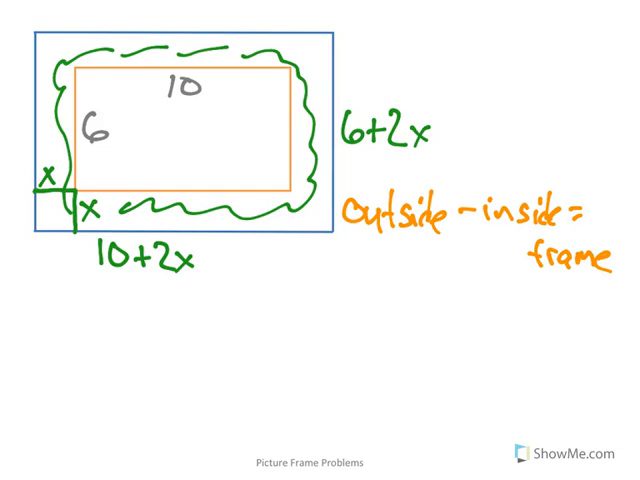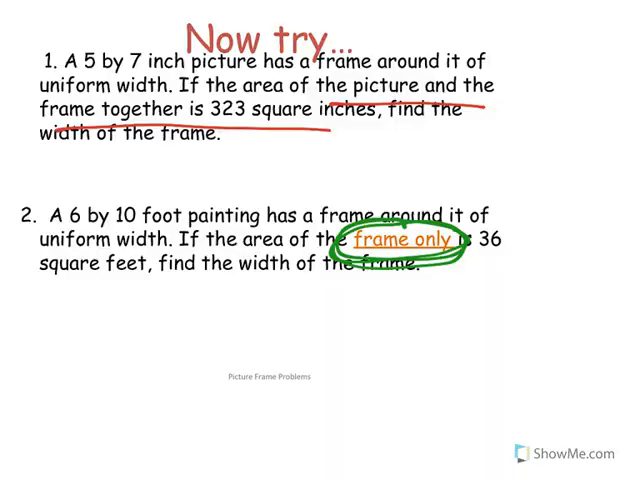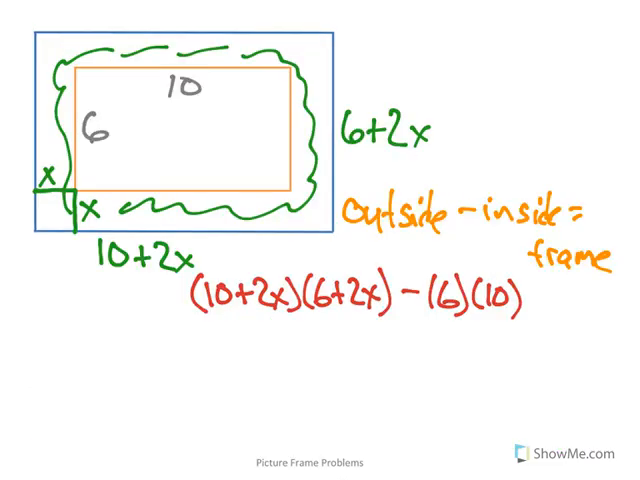I'm going to say the area of the outside, which is 10 plus 2x, times 6 plus 2x, minus the area of the inside. Well, the area of the inside is 6 times 10, which is 60, so you can fill this in as 60. I'm going to put 6 times 10, and it says that it should be 36. So that's what our equation is. What we're going to realize is the constant's going to drop out. If you take a look at the FOIL we're going to do at the beginning, 6 times 10 is 60. That's what's going to be eliminated.